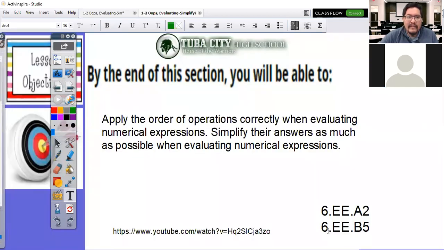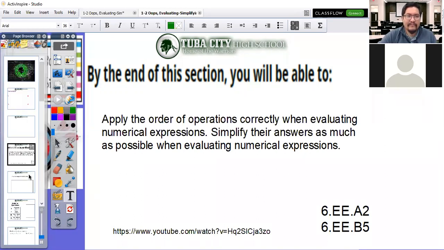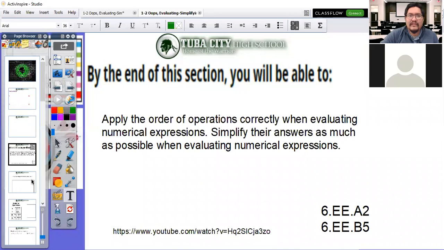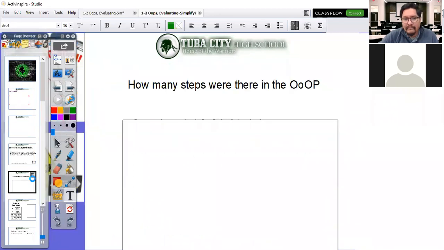Today we're going to apply the order of operations when evaluating numerical expressions and simplifying the answer as much as possible when evaluating numerical expressions. So those are our two objectives, the two goals that I'd like to cover today.